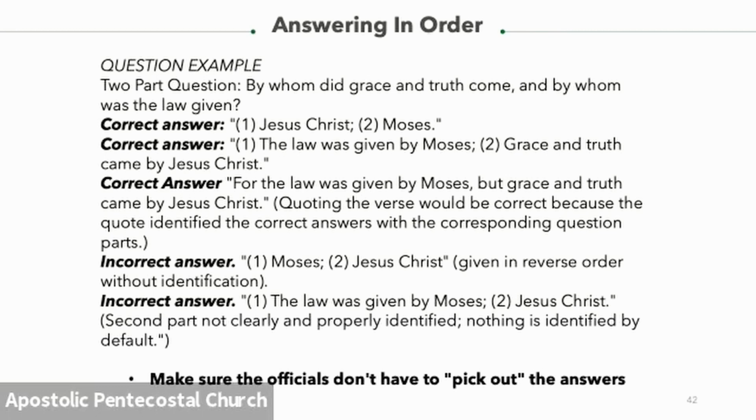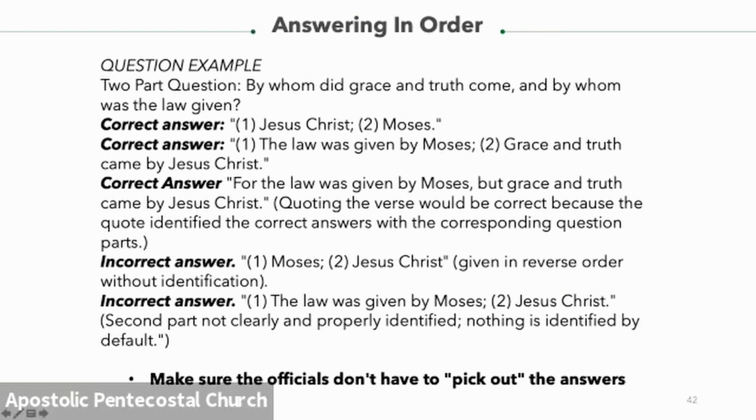By the way, this blurb is straight out of the rules manual. Incorrect answer: Moses, Jesus Christ. Why is that wrong? It's reverse order, and you didn't clarify what's what. Even if you say Moses, Jesus Christ, you can't even go back and fix that, right? I don't think you can. Well, you've already said the incorrect thing. Right. Yeah, and that would be allowing for subjectivity.